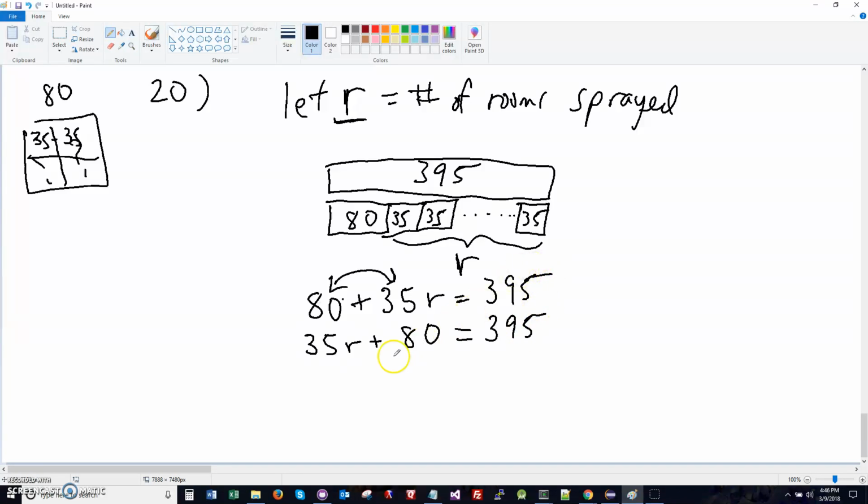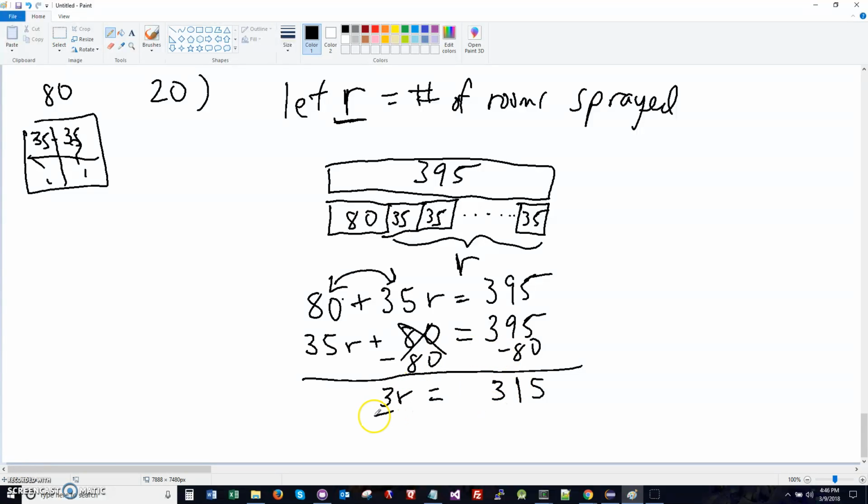So let's go ahead and subtract 80 from both sides, and that'll get rid of the 80s over here on the left. That will give me 3R is equal to 395 minus 80. So that's going to be 315.